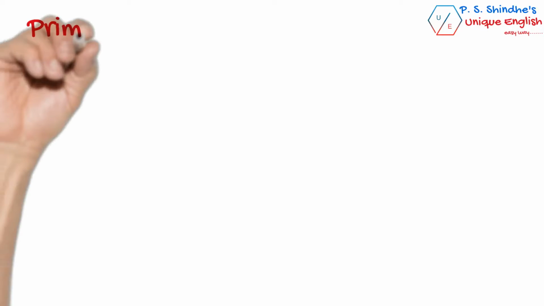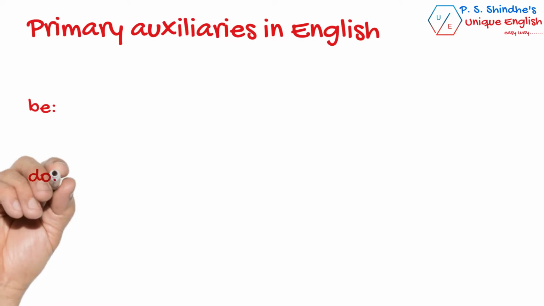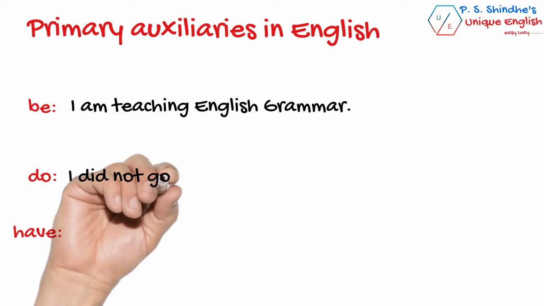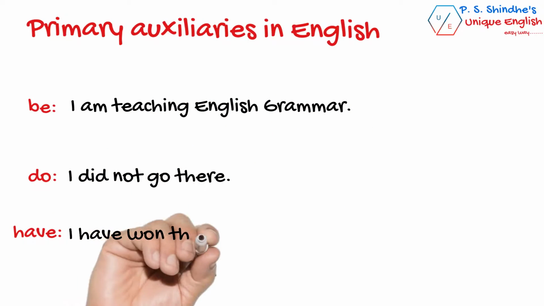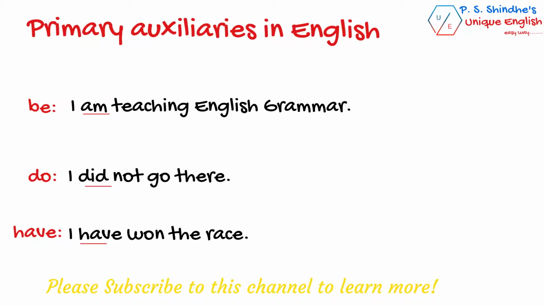In this tutorial, you will learn the complete functions of primary auxiliaries in English. English language has three primary auxiliaries: be, do, and have. As auxiliaries, they don't have any meaning on their own. Nobody can explain the meaning of am in I am teaching English grammar, do in I did not go there, and have in I have won the race.